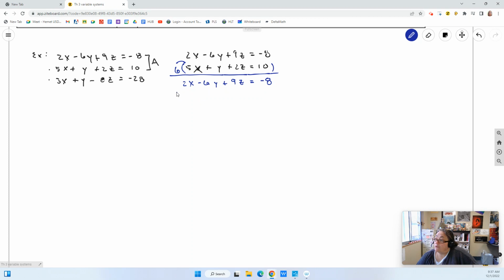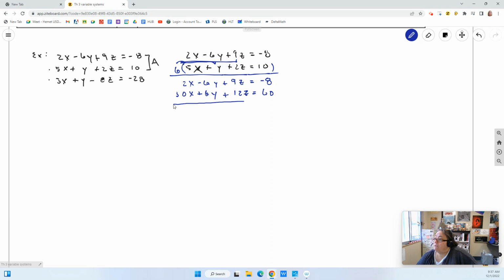6 times 5x is 30x. 6 times y is just plus 6y. 6 times 2, well, that's plus 12z equals 6 times 10, which is 60.